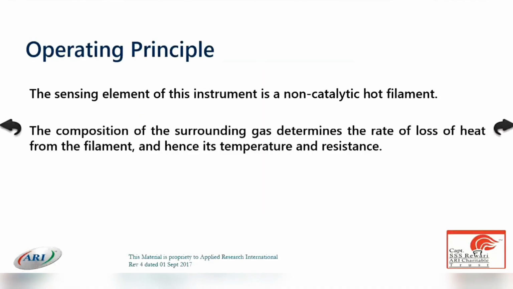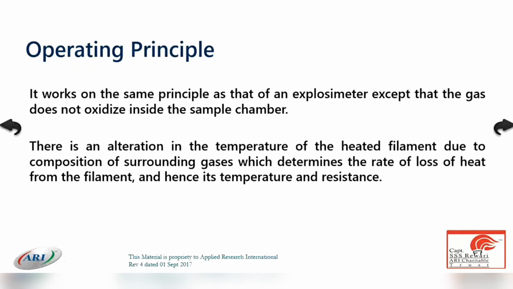Operating principle: the sensing element of this instrument is a non-catalytic hot filament. The composition of the surrounding gas determines the rate of loss of heat. In the tank scope, there is a loss of heat from the filament, and hence its temperature and resistance also reduce. As the temperature and resistance of this filament reduce, the bridge again becomes imbalanced. The current will start flowing, which will correspond to the percentage of hydrocarbon present in the gas sample by volume.